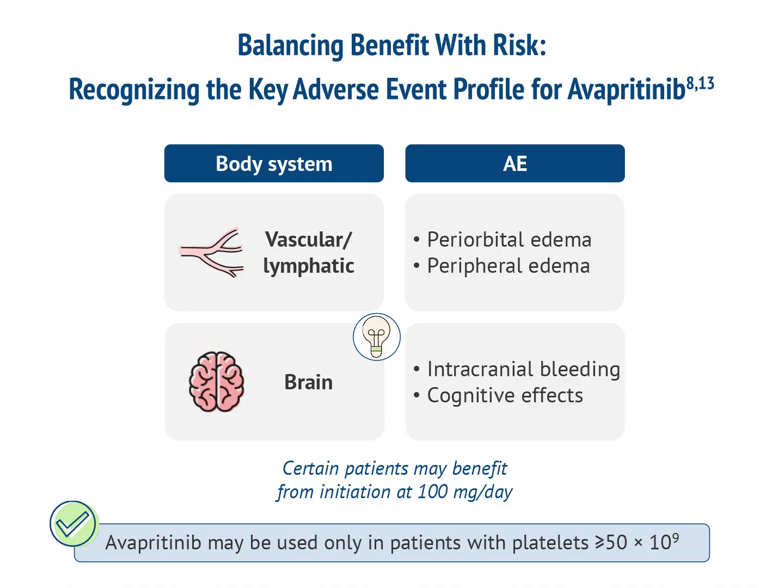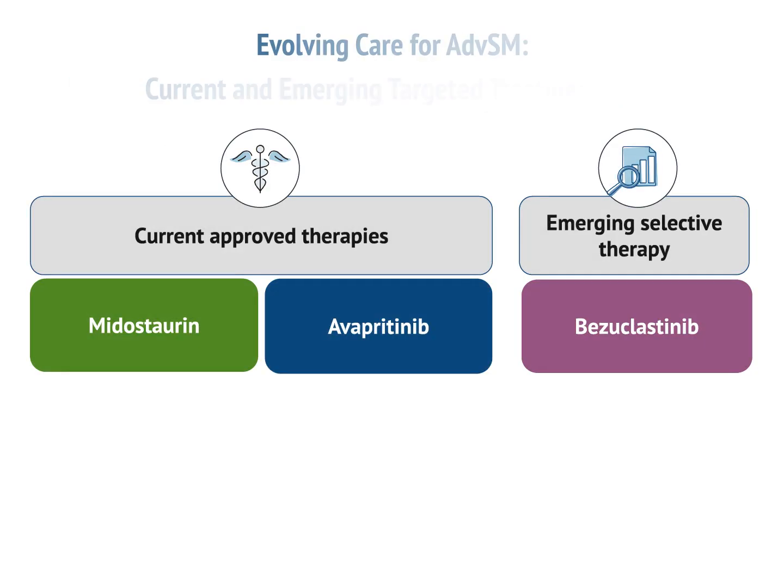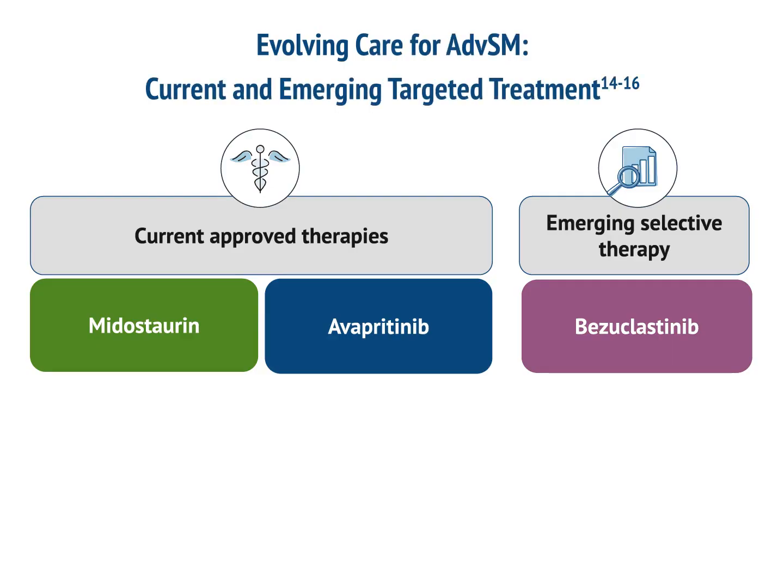my advanced SM patients. In the final session, we will review the evolving therapeutic landscape for advanced systemic mastocytosis. In this session, we will take a look at emerging therapies for advanced SM and their possible role in future treatment algorithms. Currently, we have midostaurin and avapritinib, and perhaps the next one approved would be bezuclastinib.